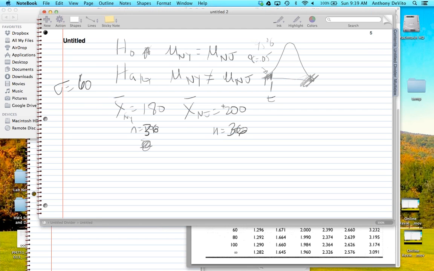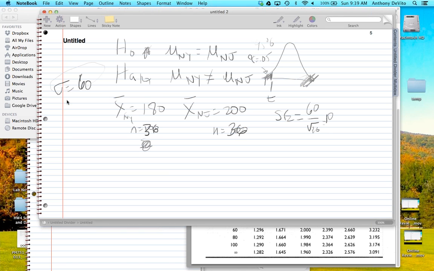Now my standard error for these two populations, assuming it's the same for both and that the standard deviation is equal to 60, is going to be equal to my standard deviation, which is 60, over the square root of the sample size, which is 36. So 6 into 60, my standard error is going to be equal to 10.